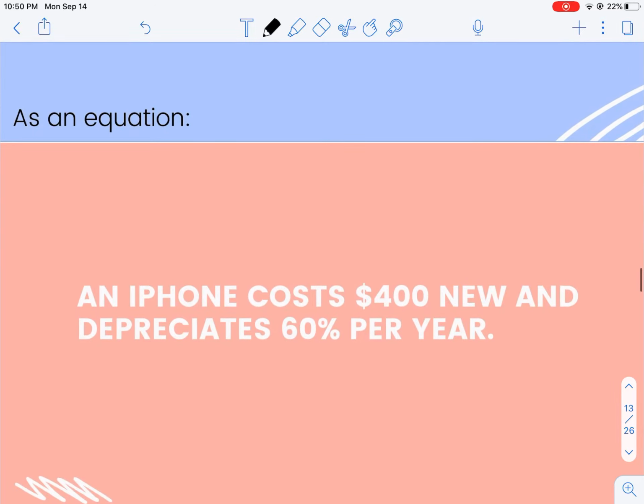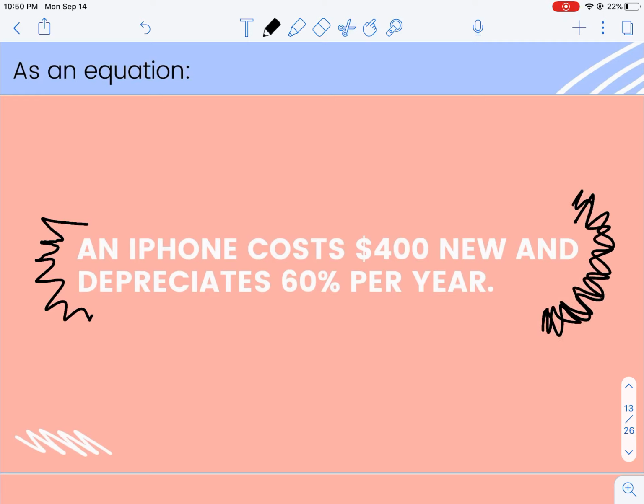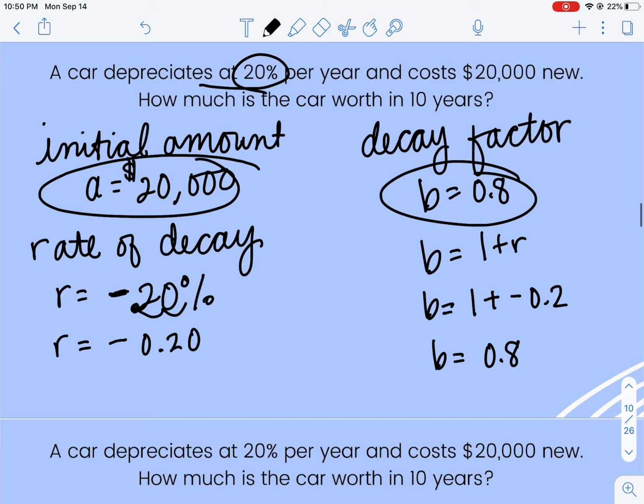All right, now it is your turn. I want you to let me know some information about this. An iPhone costs $400 new. I wrote this problem several years ago when iPhones were only $400 new, and they depreciate at 60% per year. I want you to pause the video and work through this problem. Use this example up here to help you.